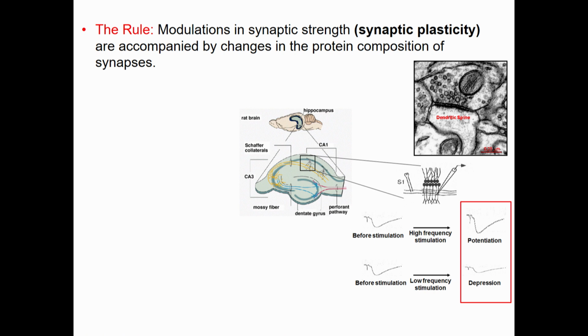What happens is that you can get a potentiation or depression of that synapse depending on what type of stimulation you do. And what's known is that, for instance, in part, it's the change in the amount of neurotransmitter release or the change in the number of the receptors that are on the postsynaptic membrane.